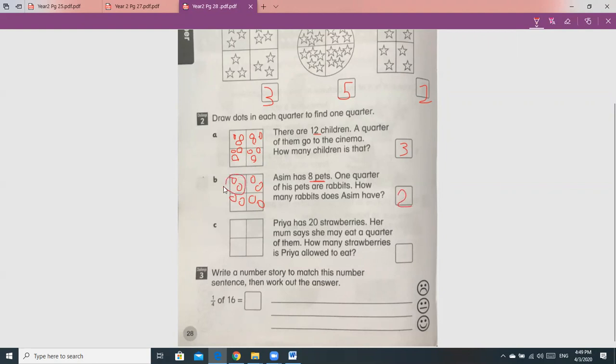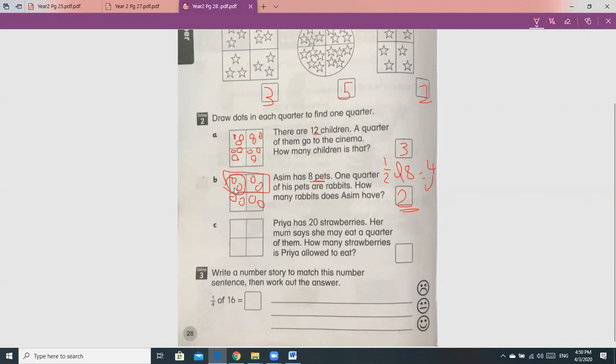Quarter of 8 is 2. Half of 8 is what? 4, right? A quarter is half of the half. Half of 8, for example. Half of 8 is what? 4. Half of 4 is 2. So a quarter is half of the half. Okay? If you don't understand this, it's okay.